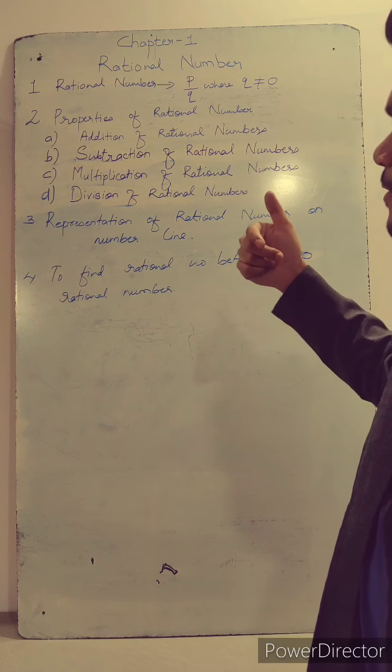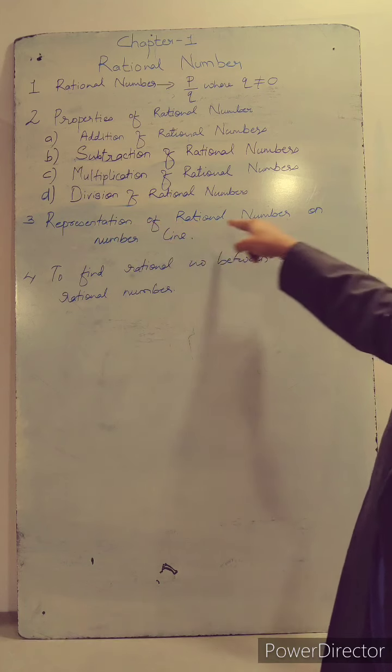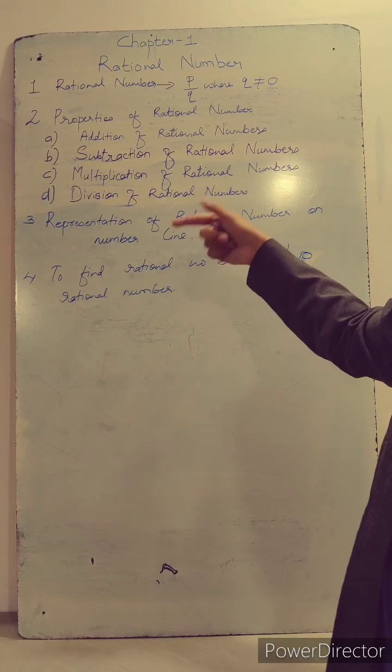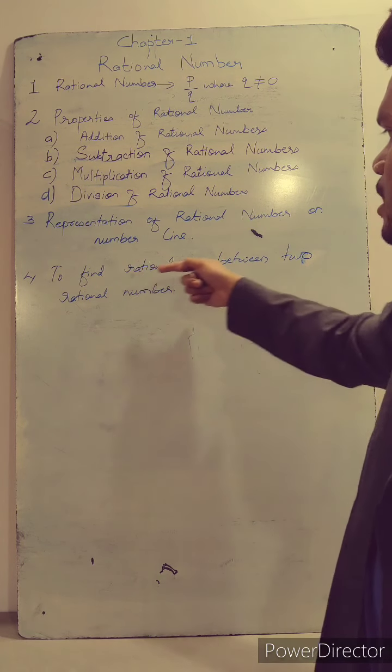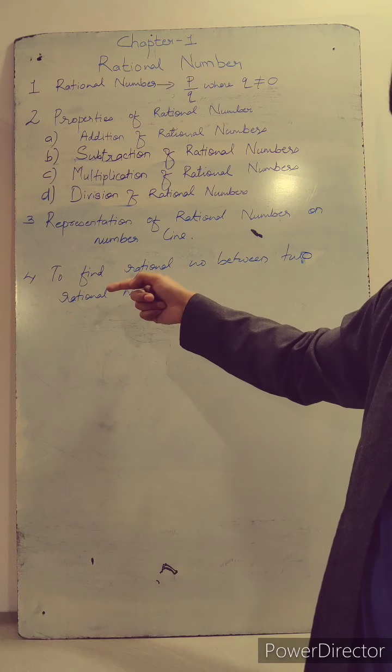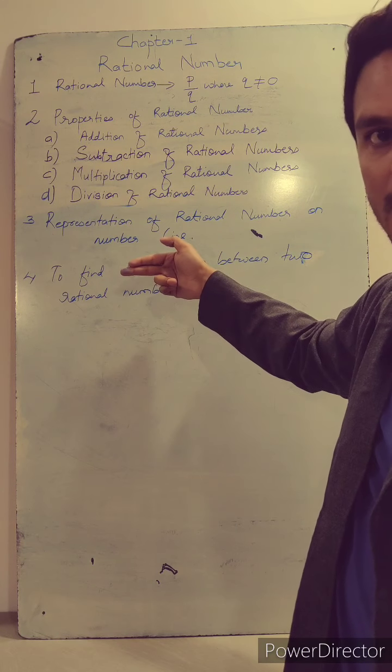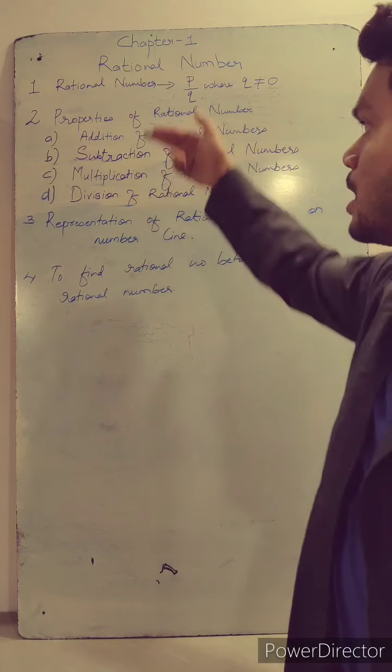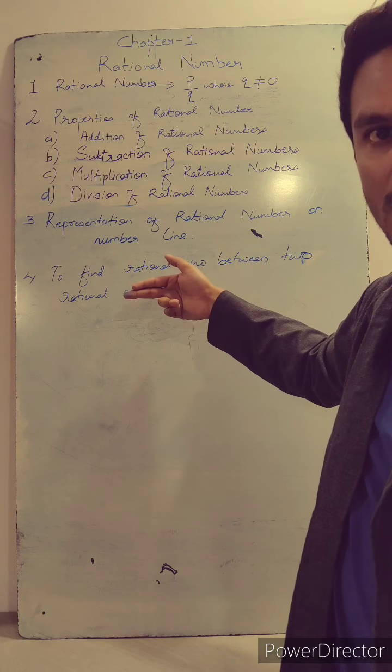Now the second topic that we have to learn is about representation of any rational number on number line, and the last part of the chapter is to find a rational number between any two rational numbers. These two topics we'll cover up in the numerical portion. So up till now we have completed the theoretical portion of chapter 1.